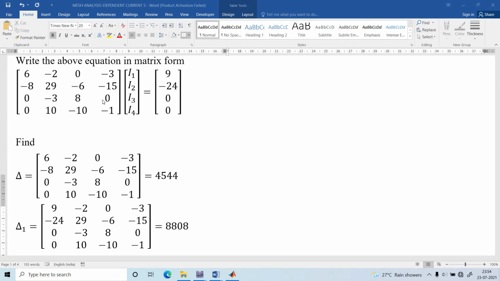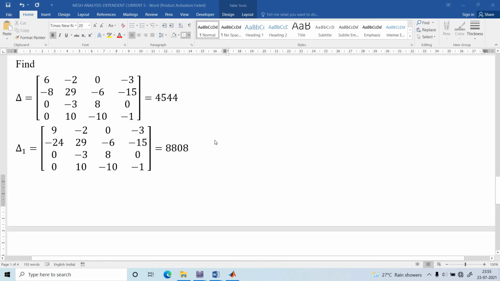The third row elements are replaced by 9, minus 24 and 0 and find out the determinant, this is delta 3. And how to find out delta 4? The fourth column element, not row. Fourth column elements are replaced by 9, minus 24, 0, 0 and find out the value, that is delta 4. And how to find out I1, I2, I3 and I4? I1 equal to delta 1 by delta. I2 equal to delta 2 by delta. I3 is delta 3 by delta and I4 is delta 4 by delta.